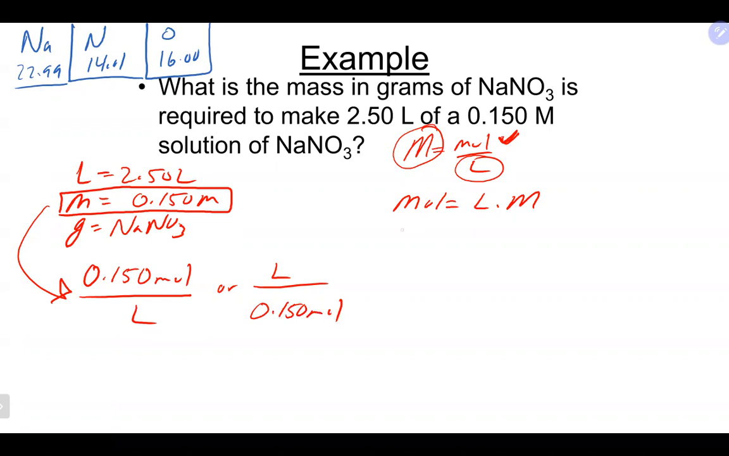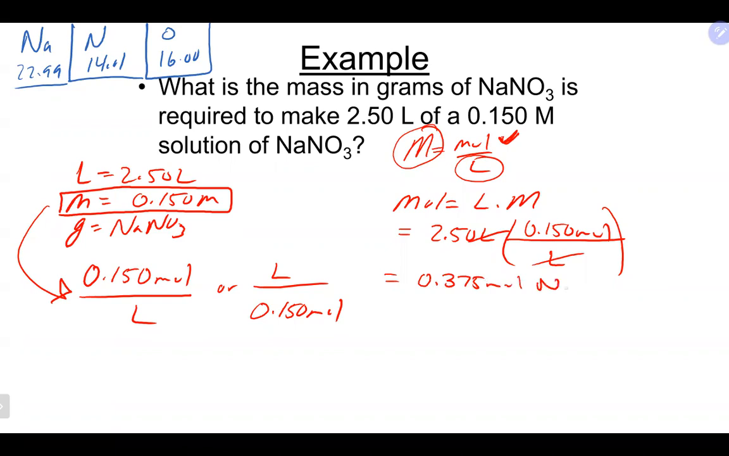If we do our math here, that is going to get us 2.50 liters, and in this case we want the liters on the bottom and the moles up on top. We're multiplying by the molarity here. The liters will cancel, and that gets us 2.5 times 0.150, which gives us 0.375 moles of sodium nitrate. Any questions so far on that? Moles is good because we are looking for grams.